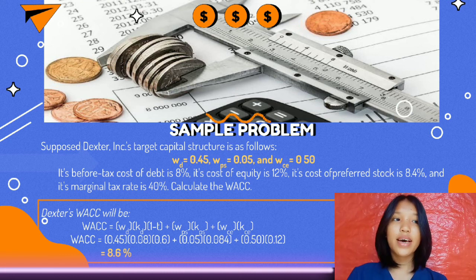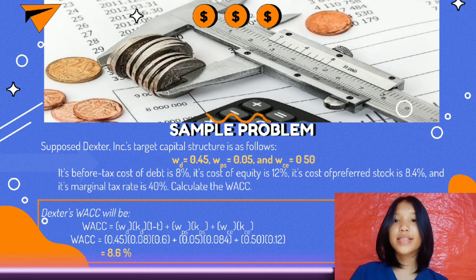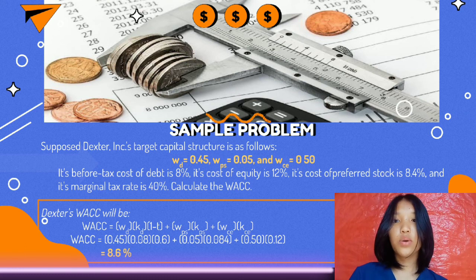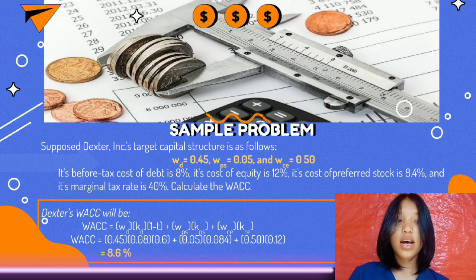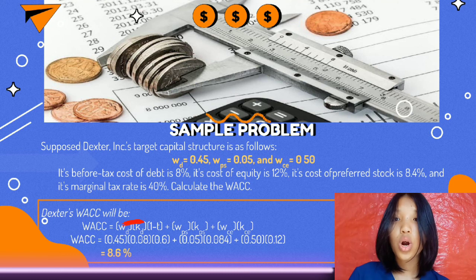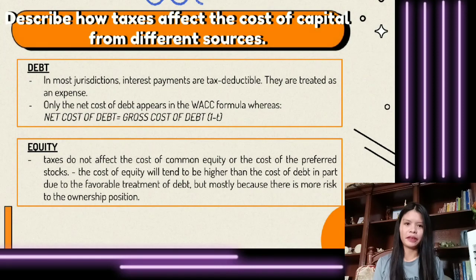Dexter's weighted average cost of capital will be the sum of the product 0.45 times 0.08 times 0.06, plus the product of 0.05 times 0.084, plus the product of 0.50 times 0.12, equals 0.0858 or 8.6%.